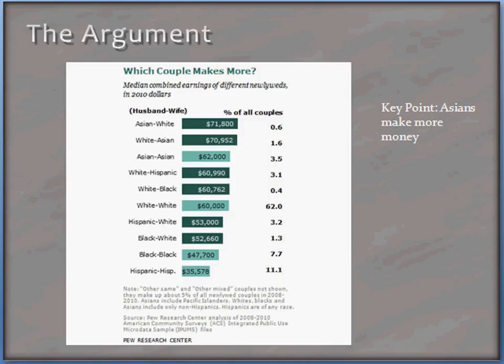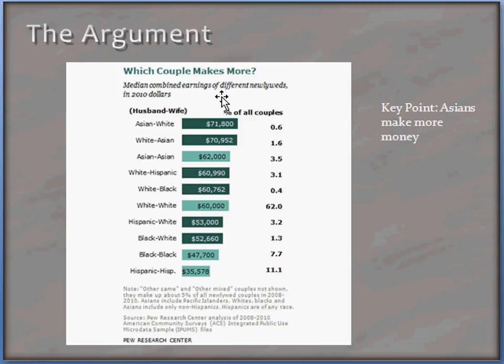Let's review the argument briefly. The graphs shown accompany the article and ask the question, which couples, single race or interracial couples, make more money? A number of different husband-wife combinations of different races were presented. Four different races were considered: Asians, whites, Hispanics, and blacks.